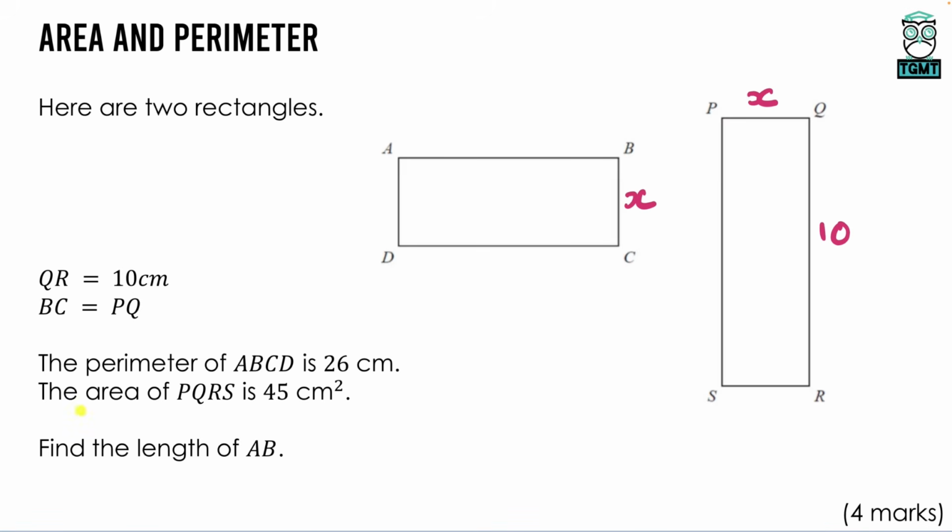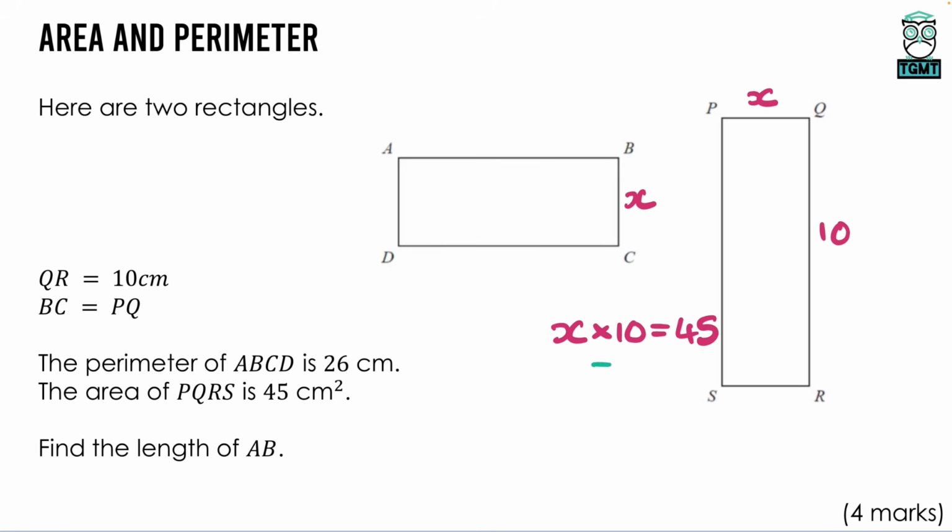It says the area of PQRS, the right rectangle there, is 45 centimetres squared. Now, as we know it's 45 centimetres squared and we know it has a length of 10, we can work out the width, that value of x. The area of a rectangle is length times width, depending on which one you want to call it. Here, 10, let's call it the length. X is the width. So x times 10 is equal to 45.